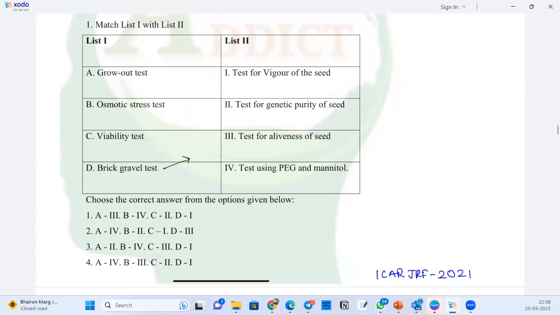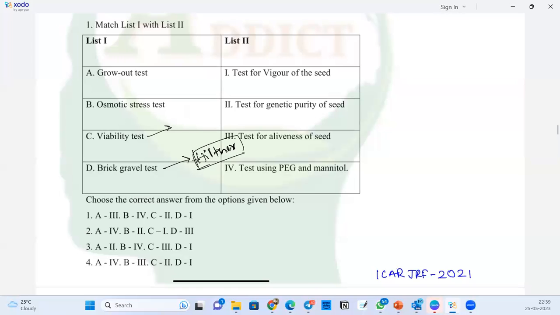So who gave this brick level test? And what is the common method of viability test that is followed? Someone said something? Sir, is it Hiltner who did the test? You're saying Hiltner? Yes, Hiltner. Okay, fine. Good. So this particular test was developed by Hiltner.